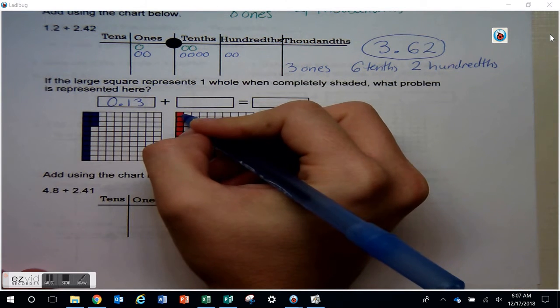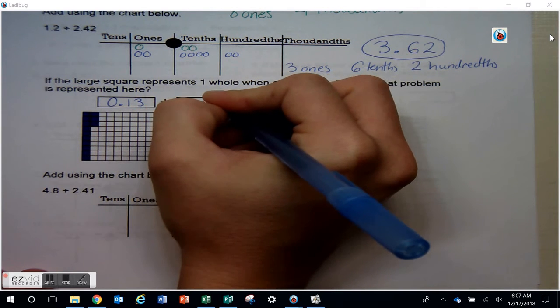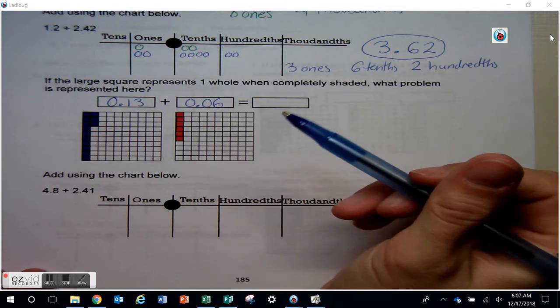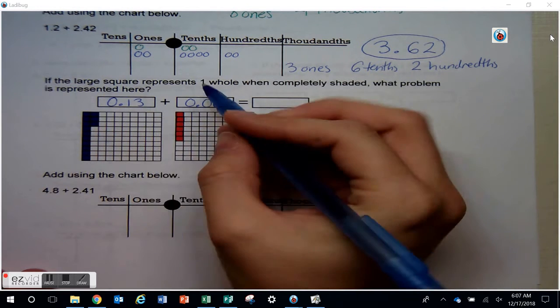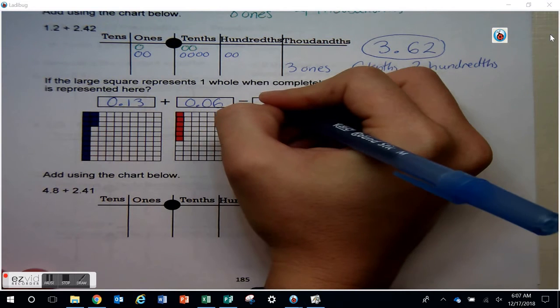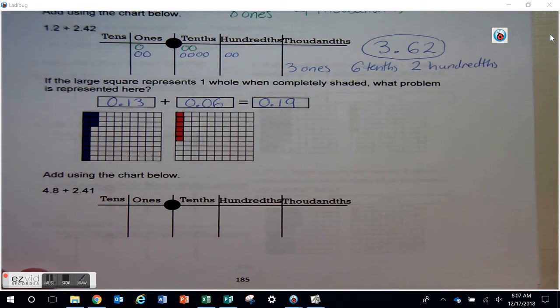Here I have 1, 2, 3, 4, 5, 6 hundredths. What would I get if I added them together? Well, I could simply just keep counting. If I have 13, 14, 15, 16, 17, 18, 19 hundredths. 19 hundredths.